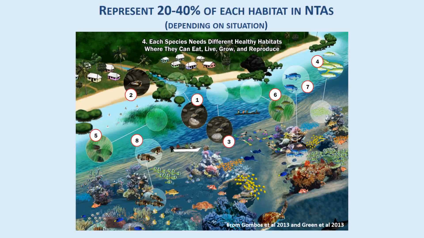So the first principle is the need to represent examples of each type of habitat in no-take areas. Now, why do we do that? Well, different species use different habitats. For example, some use coral reefs, some use mangroves or seagrasses. So if you want to protect the full range of species for biodiversity protection, or all of your fishery species, you really need to protect examples of each sort of habitat in no-take areas.